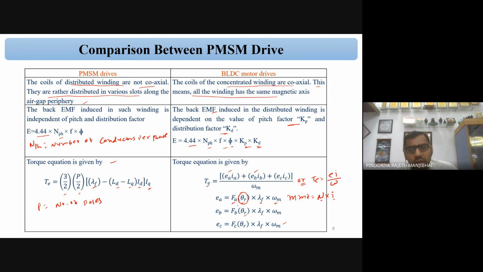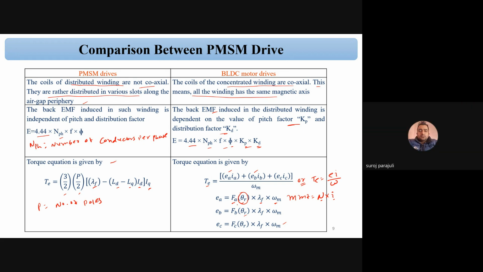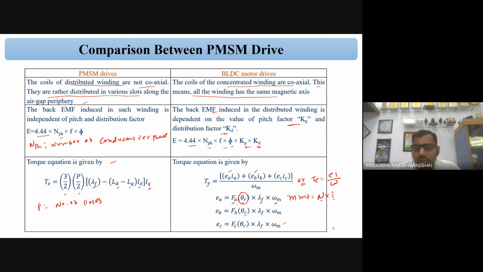Any more confusion? Any more doubts? Okay. So MMF is the magnetomotive force and is nothing but the number of conductors into the current, how much current is flowing for that particular phase.